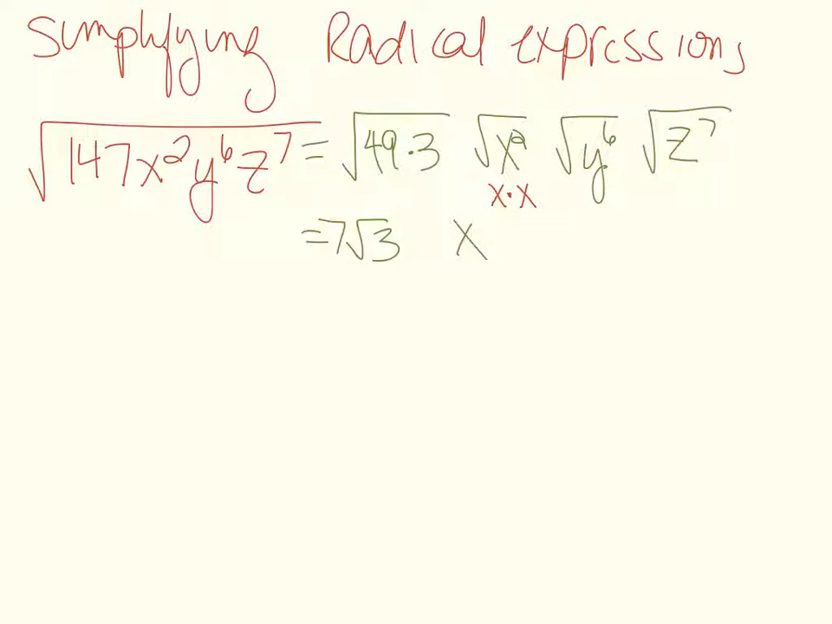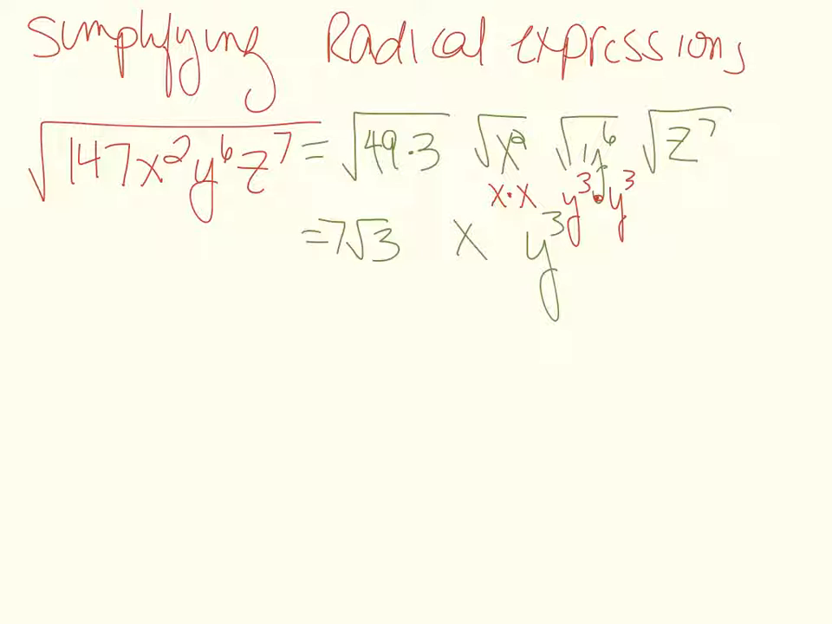This one may be more confusing. What times itself gives us y to the 6th? You have to remember your exponent rules. What times itself gives us y to the 6th? Well, I've got y cubed times y cubed gives us y to the 6th because you add exponents when you multiply. I'll clean that up a little bit. Y to the 3rd power times y to the 3rd power is y to the 6th power. You add your exponents. So that gives us y to the 3rd power down here.